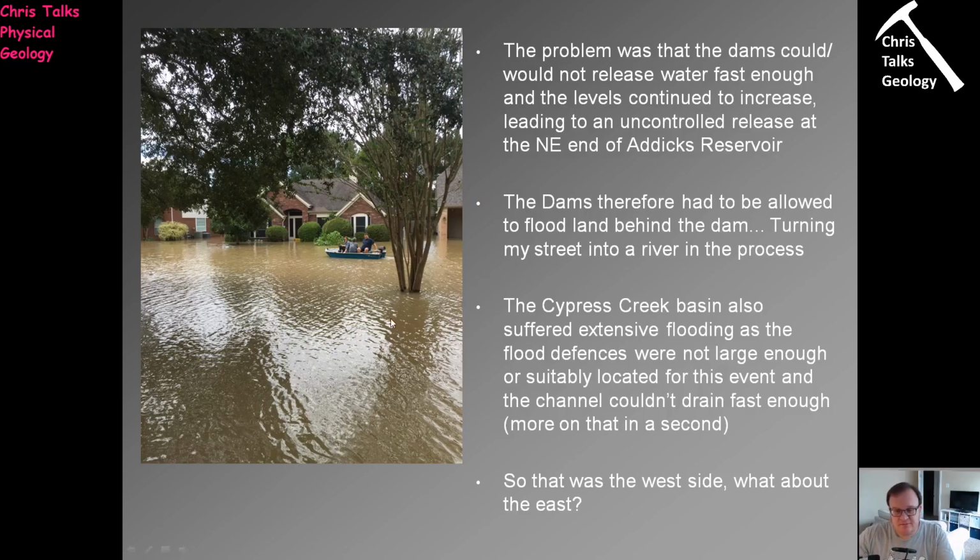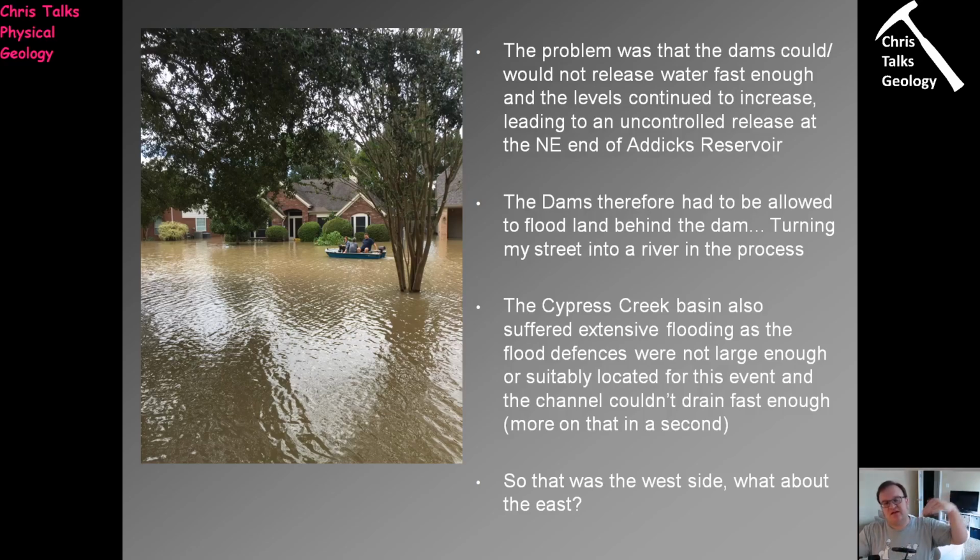So, this is what happened. Now, the thing is the Barker and Addicks dams, which essentially cover the west of Houston, they offered some protection. Now, on the northwest of Houston, you have Cypress Creek. So Cypress Creek is, once again, a very large river. It kind of goes from the northwest of Houston down into the center of Houston.